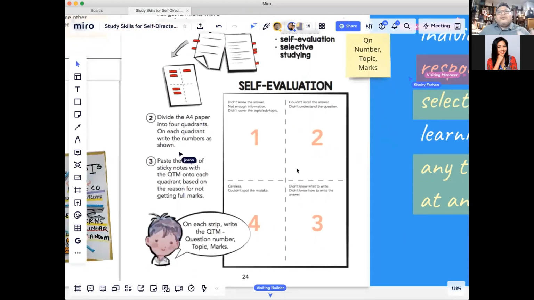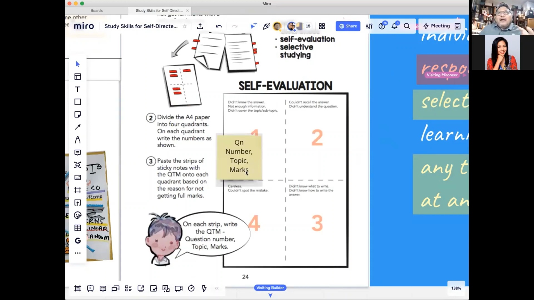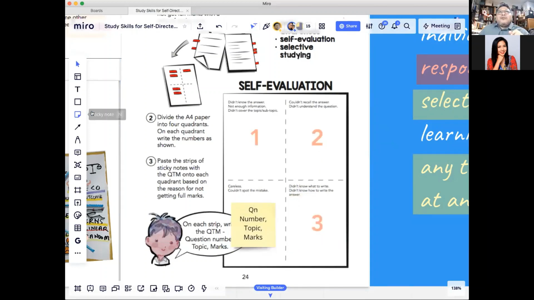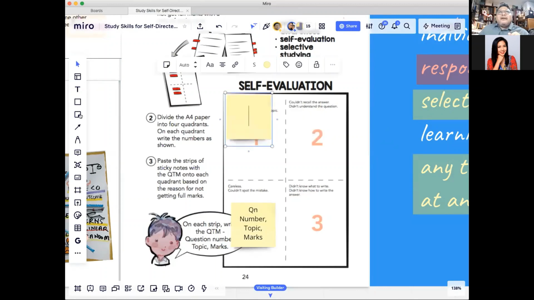And this is where we encourage students to reflect on something that they have done and to also review it, to review and reflect on it. So let's say they take a piece of post-it and say, okay, why didn't I get this answer correct? Is it because I don't know the answer? Or is it because I couldn't recall the answer or don't understand the question? Or is it because I don't know what to write? It's somewhere there in my head, but I just don't know what to write and how to write the answer. Or it could be just careless. So they will start to put all the various post-its there, putting all the question numbers and so forth.